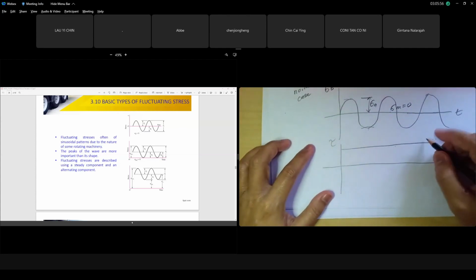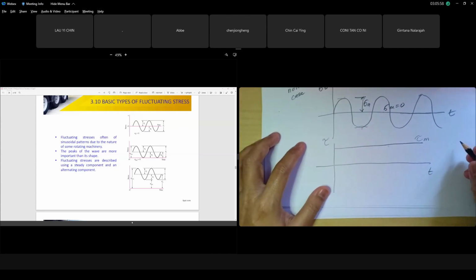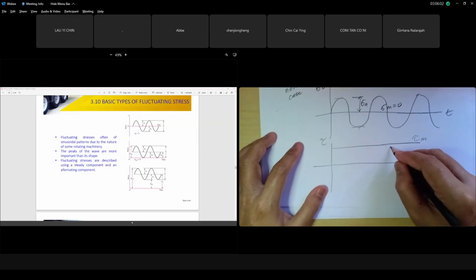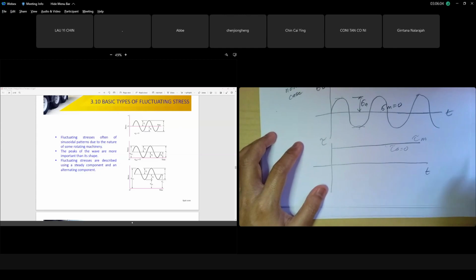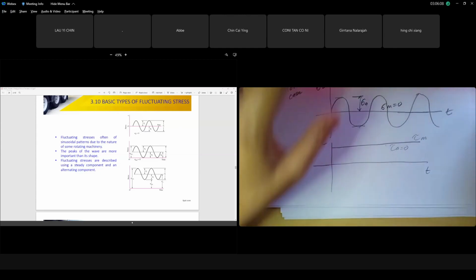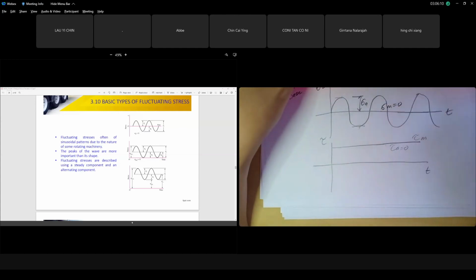Okay, so here you only have tau mean. You only have tau mean, and tau amplitude is zero. Okay, class, hold on, just a little bit more. That's why, for example, in the shaft case, I want you to look.